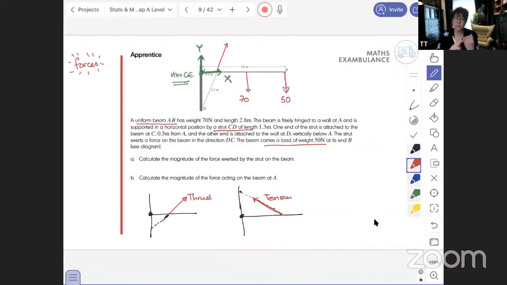So done the forces, told you what to do with the hinge. We've now got our forces on. We can do up is down, left is right, moments about any point. We do all our moments individually in their own little box, but we need to do the resolve.